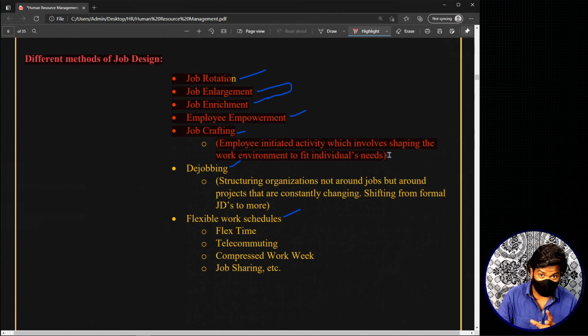See, remember, I told you this is a kind of different method when compared to each and every other method. Basically, this particular method, which is job crafting, is an employee initiated activity or an employee initiated method. Now, what do I mean by an employee initiated activity, or what do you mean by this particular job crafting method? Let's take a simple example.